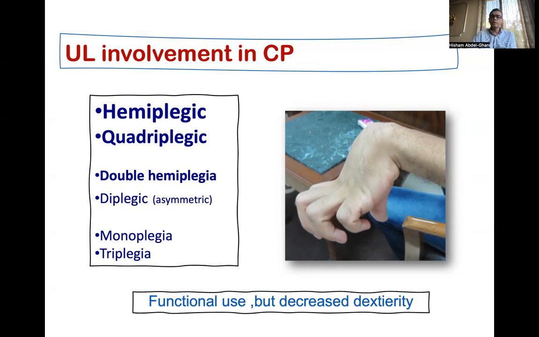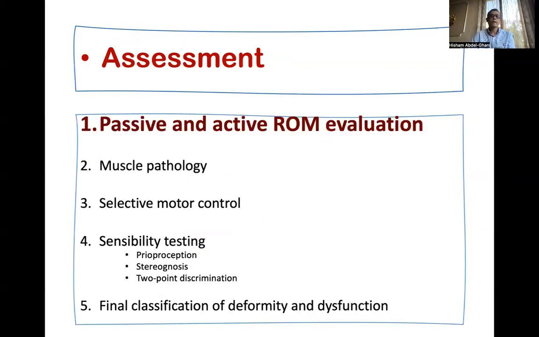Most of the diplegic patients, they use their hands, but they have some decreased dexterity and ability to do jobs and function with their hands. The assessment includes assessment of the passive and active range of motion of the muscles of the upper limb.